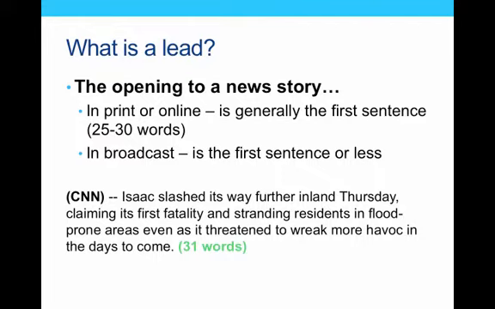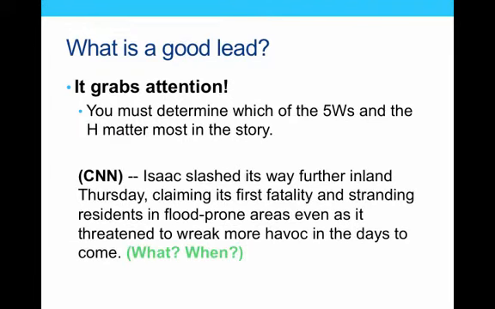So that's 31 words. It's a little bit longer than some leads, but it pretty much follows that rule of thumb. So how did the writer determine that that was the information that he or she wanted to put first in the story? Well, it's likely that the writer was thinking about the information within the story, the answers to the 5 W's and the H within the story that were most likely to grab attention.